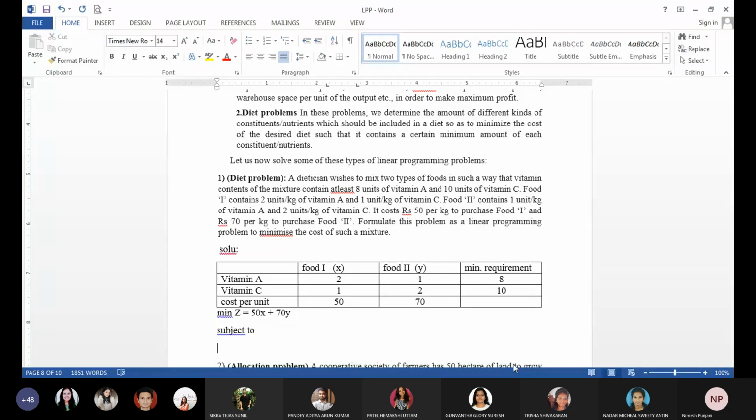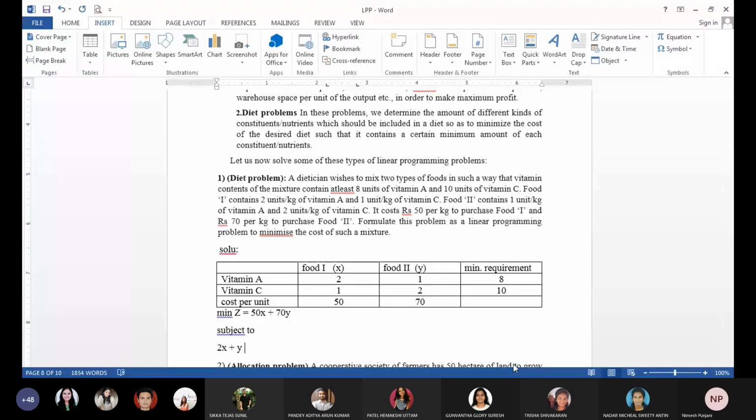Then the constraints, subject to the constraints: 2x plus y. At least is given, so it will be greater than or equal to 8. x plus 2y will be greater than or equal to 10. Then the non-negative conditions. So this is the formulation of the problem. Tell me, is this fine?